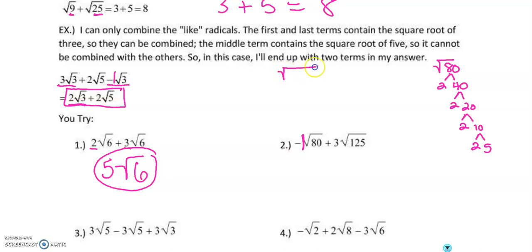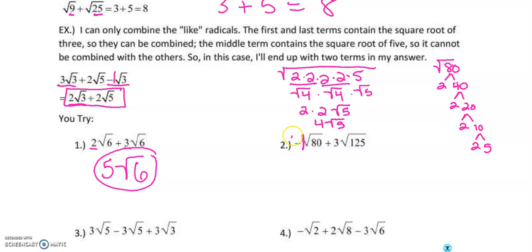I'm going to rewrite my big old radical as 2 times 2 times 2 times 2 times 5. That's a perfect square. This is a perfect square. That's a single. The square root of 4 is 2, times the radical 5. So this becomes 4 radical 5. But wait, there is that negative sign out in front. So we're also going to bring that up and multiply it by negative 1. So this becomes negative 4 radical 5. We're going to go ahead and pull out radical 125 and see what we can do with that.